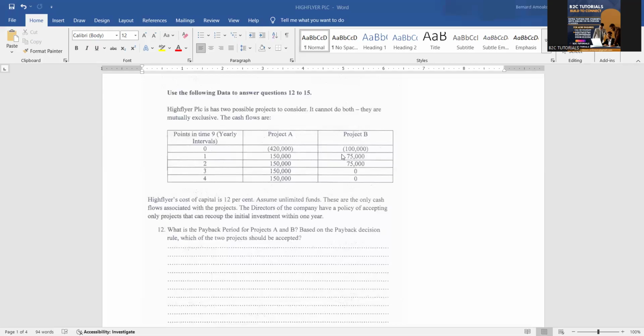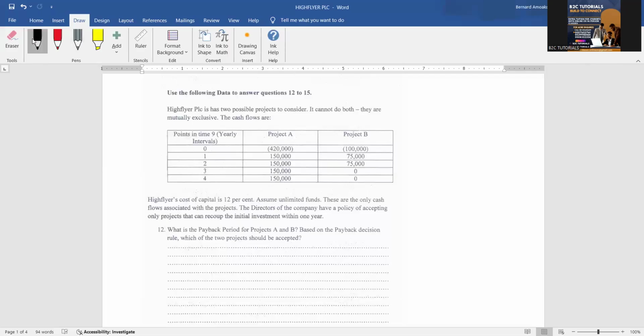For project B, year 1, year 2, then they end it. But for project A, same inflows to the 4th year. High Flyer's cost of capital is 12%. Assume unlimited funds. These are the only cash flows associated with the project. The directors of the company have a policy of accepting only projects that can recoup the initial investment within 1 year. So they are looking at recouping the investment within 1 year.